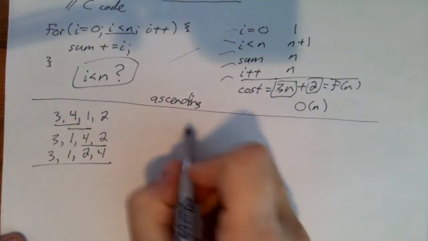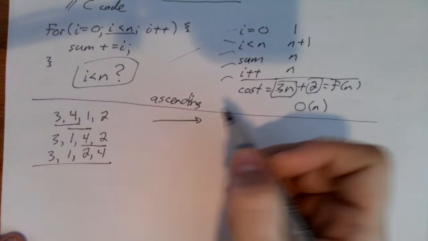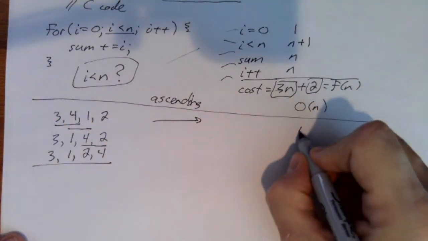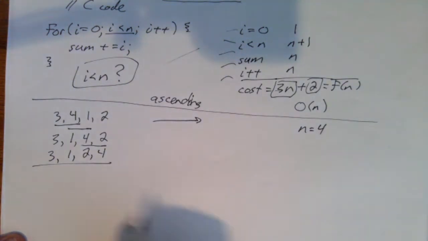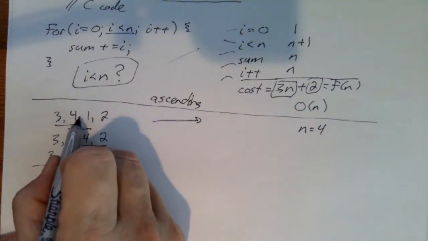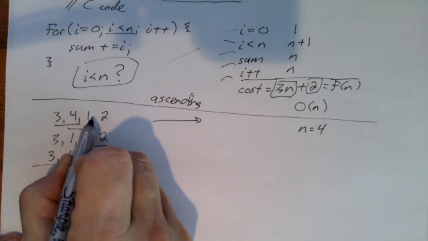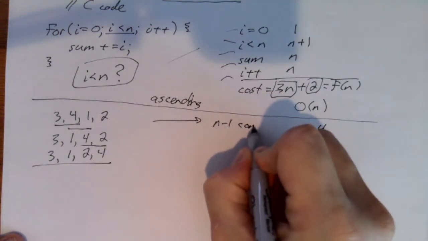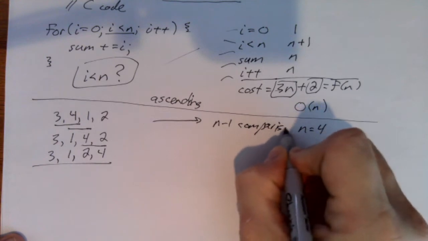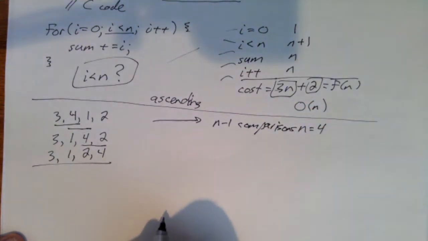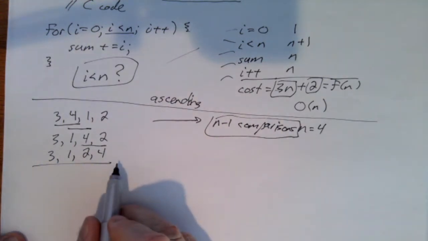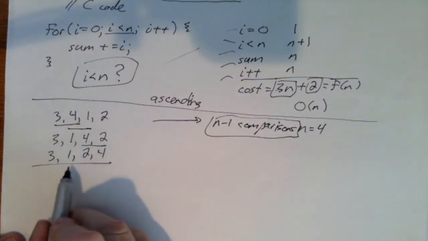So what we've just done is we just worked our way down, and how many comparisons did we make? Well, here we have n equals 4 elements, but we compared once, twice, 3 times. So we had n minus 1 comparisons. Okay, and that's going to be a general principle for the way this works. We worked our way down, but we can see this is not completely sorted.